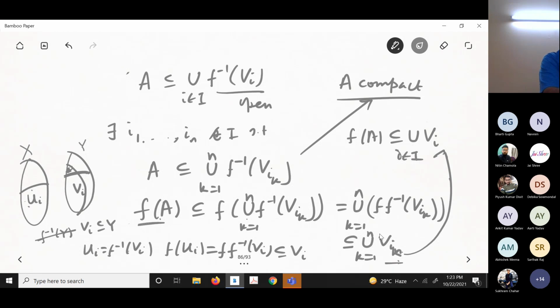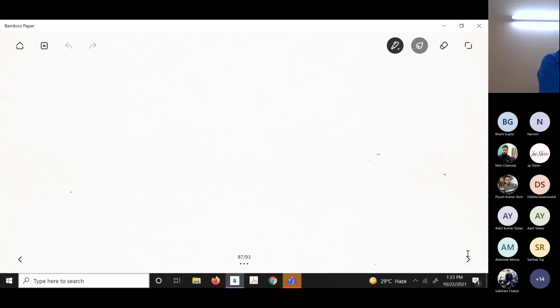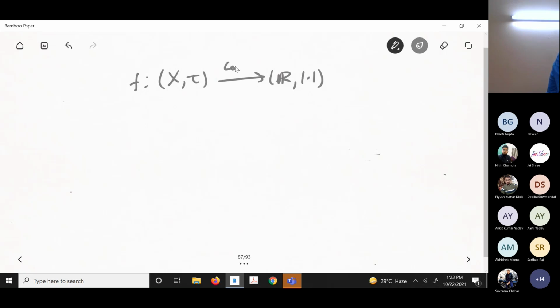Continuous image of a compact set is compact. Got it? Okay, fine. Just look at a conclusion on that before stating the next result. I'm just making this comment. Remember that if you take a real valued function, suppose this is continuous, so you get FA. Suppose A is compact.